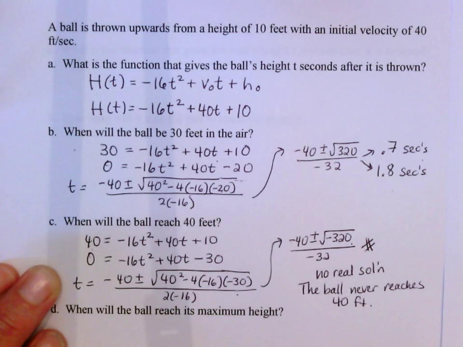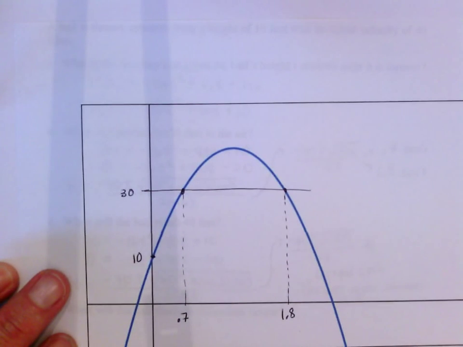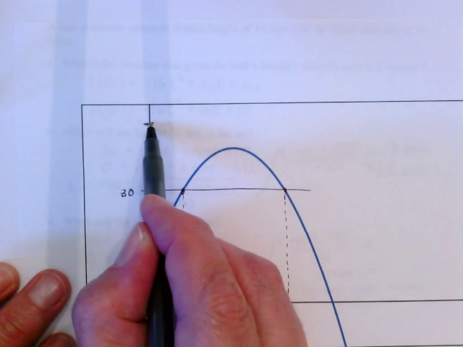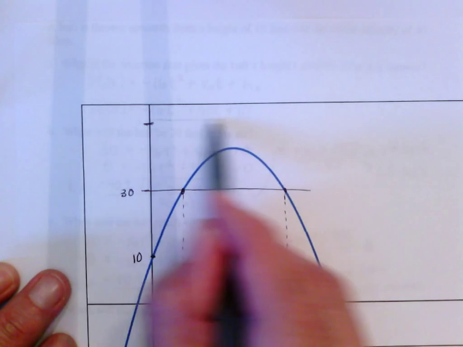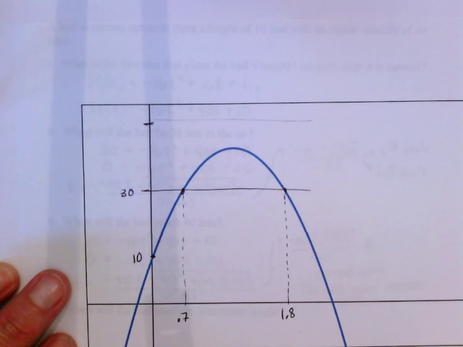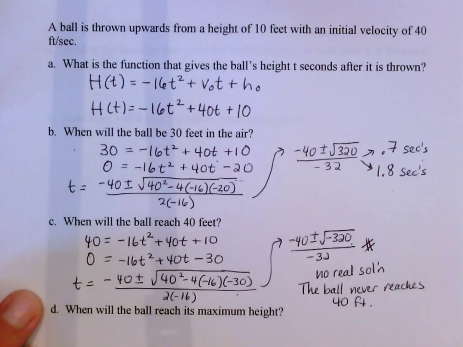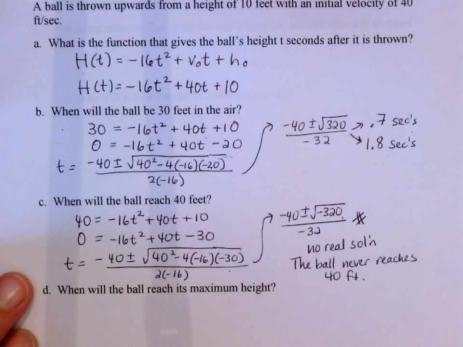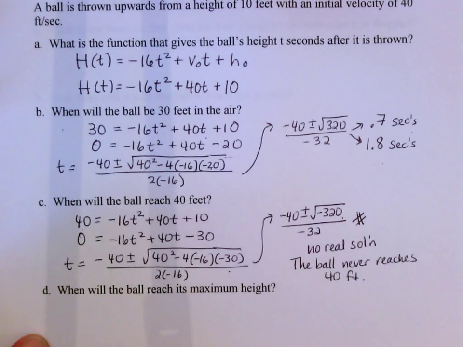Okay, so thinking about my graph again, that must mean that 40 feet must be up here somewhere, at some height that the ball never gets to. So that maybe brings up the next question. We'd like to know what that maximum height is. How high does it go? Turns out that it's easier to first figure out how many seconds it takes to get to its maximum height, and then from there we can figure out what the maximum height actually is.